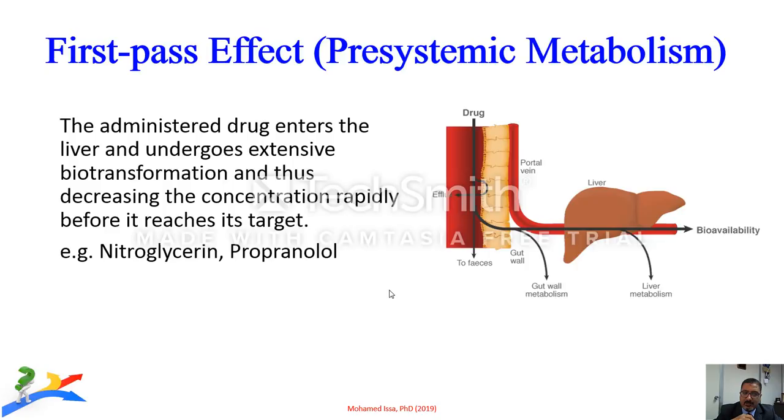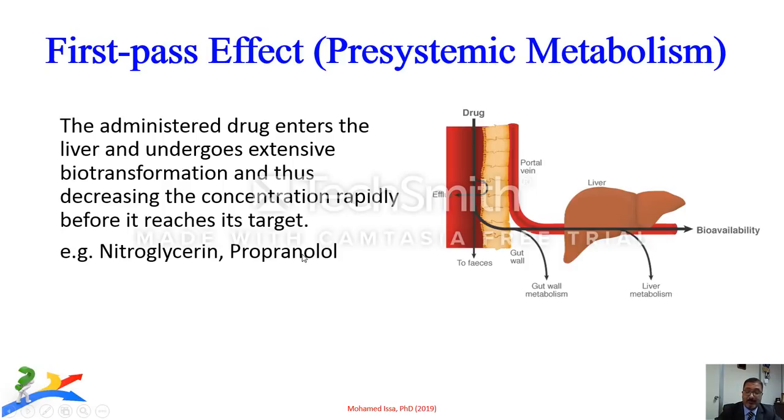What is the difference? In this spot, the absorbed drug goes directly to the general circulation. It will not pass first into the liver. Of course, eventually it will go to the liver for metabolism, but at least for the first kick, we have a sufficient dose in the general circulation that can reach the coronary arteries and dilate them in case of angina pectoris. Propranolol, another drug, a beta blocker used for treatment of hypertension.